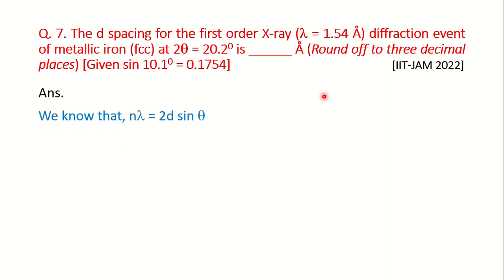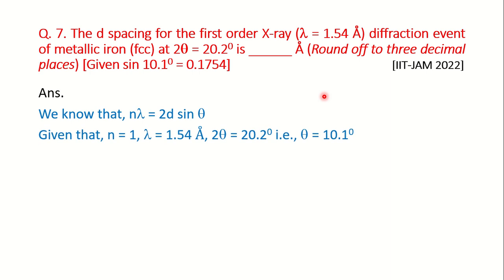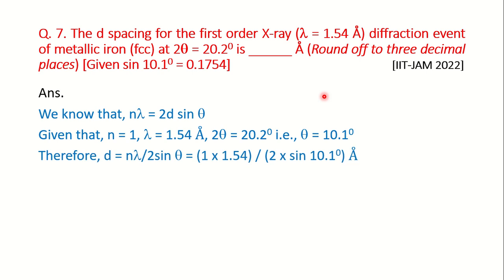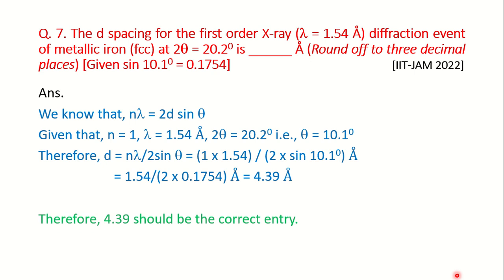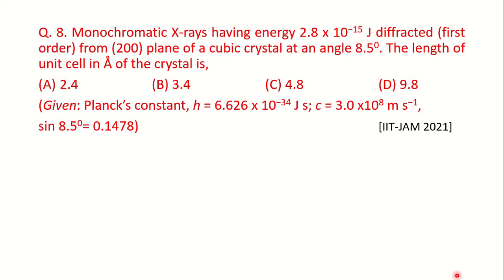So let's find out the answer here. We know the Bragg equation: n lambda equals 2d sine theta, and let's compute the data. n equals 1, lambda given 1.54 angstrom, 2 theta is 20.2 degree, that is theta equals 10.1 degree. Therefore, the value of the interplanar distance d must be n lambda by 2 sine theta. In place of n we put 1, in place of lambda we put 1.54 angstrom, this is 2 as usual, and sine theta is sine 10.1 degree, which is 0.1754. The final result is 4.39 angstrom. Therefore the correct numerical entry should be 4.39.